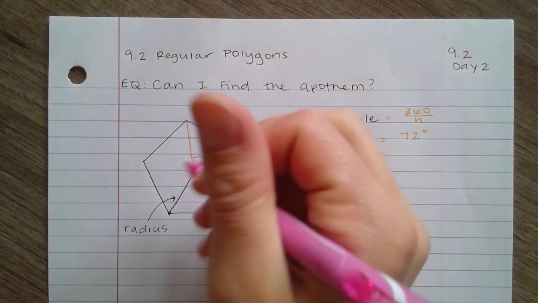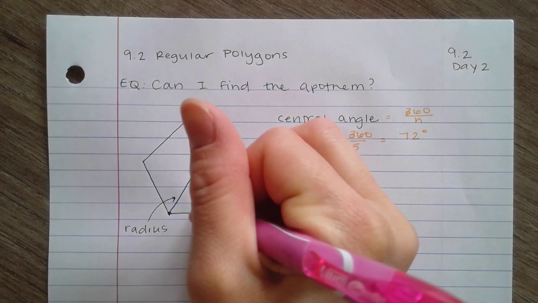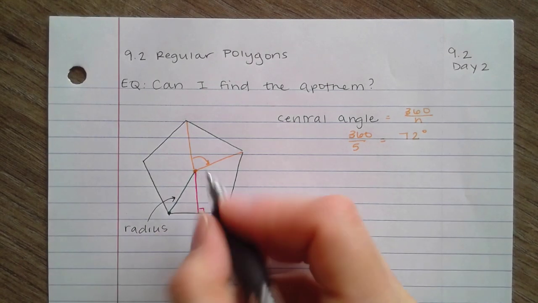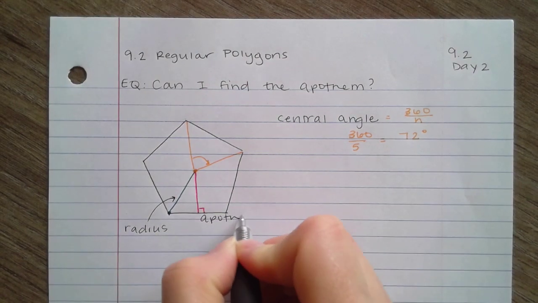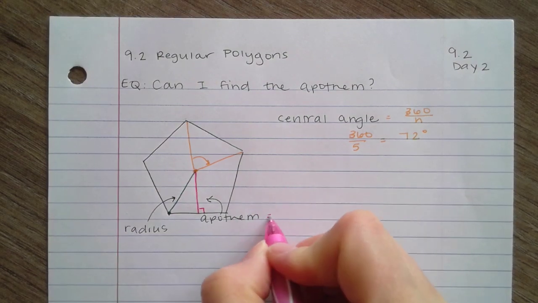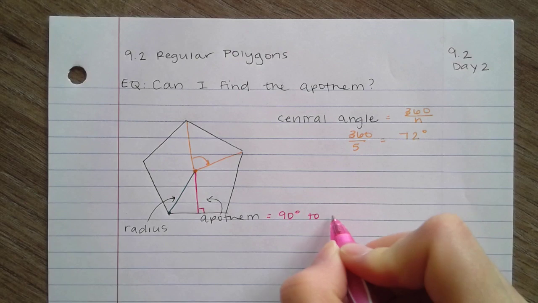an apothem goes from the center directly to the middle of one of the side lengths, and it's always at a 90-degree measurement there. So that is the apothem. It is the shortest distance, so I should have put an arrow there. And something to keep in mind is that it's 90 degrees, or it's perpendicular, to one of the sides.